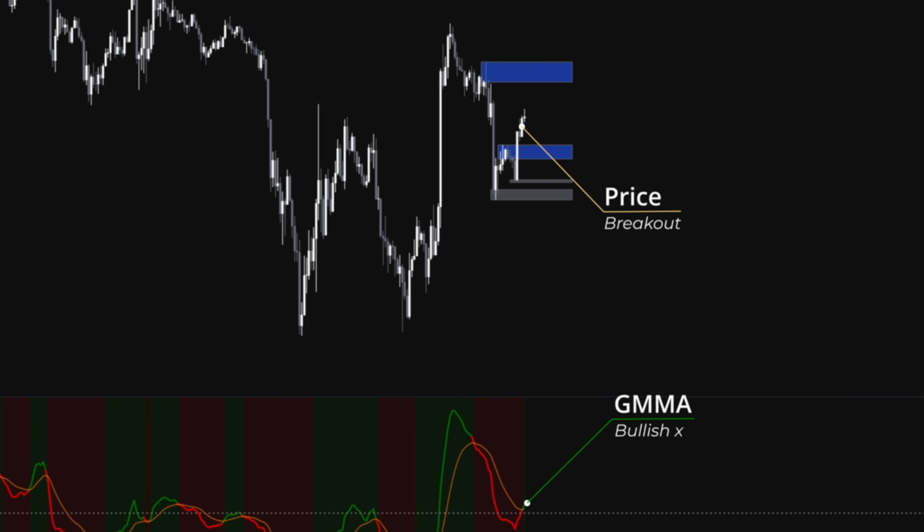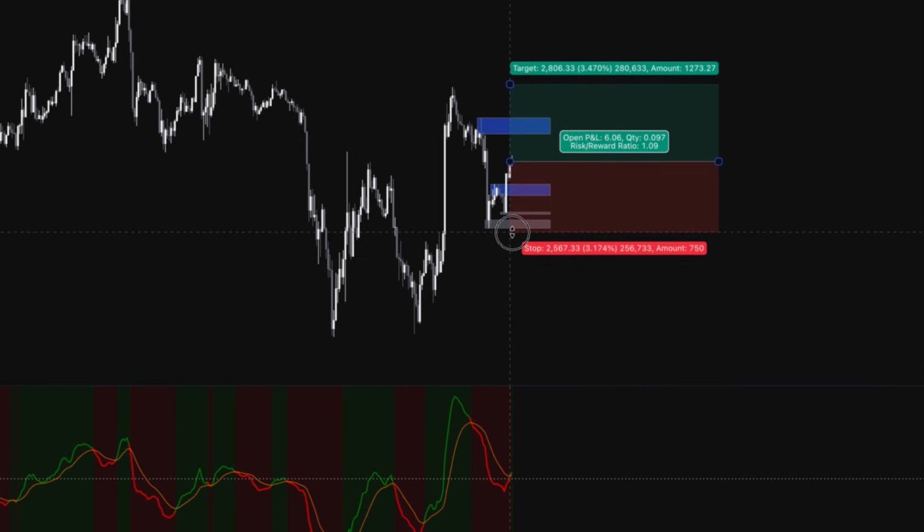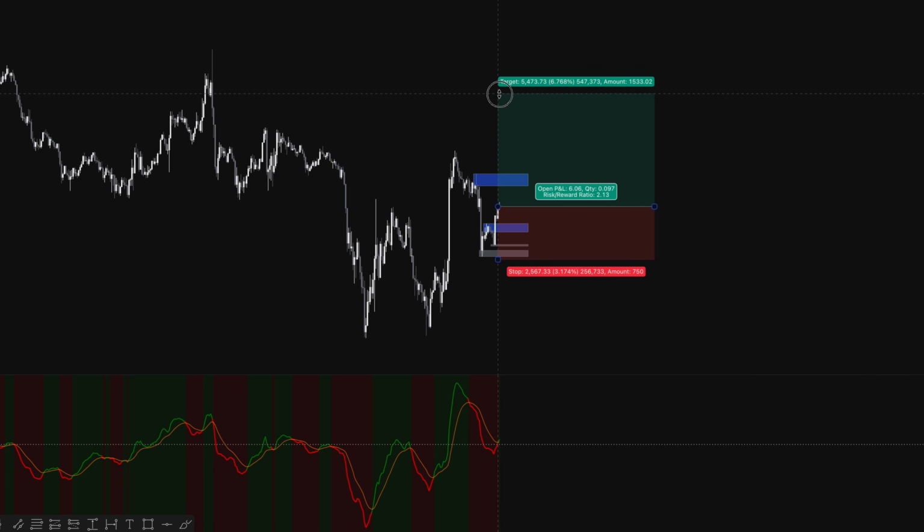That volume confirmation is critical for reversal setups, because we need to see that buyers are actually stepping in with force. We enter on the candle close above that zone. Place your stop below the pullback low. For the target, you can aim for 2 times your risk as a clean and simple approach.